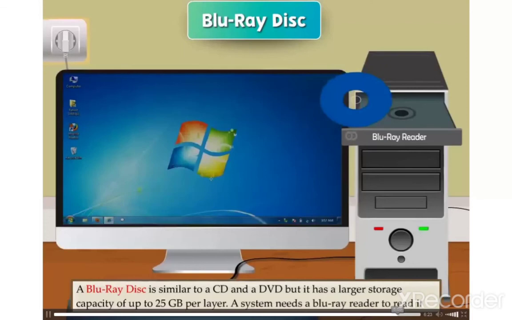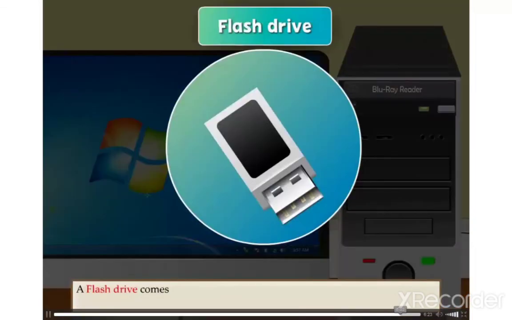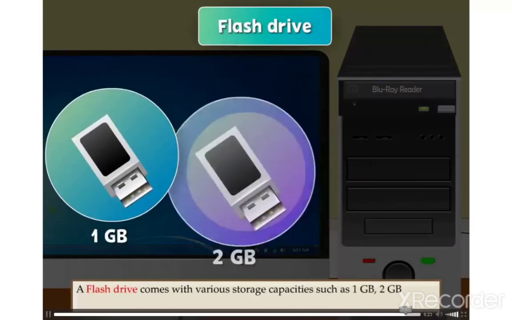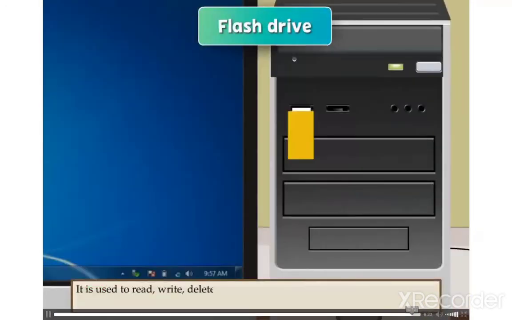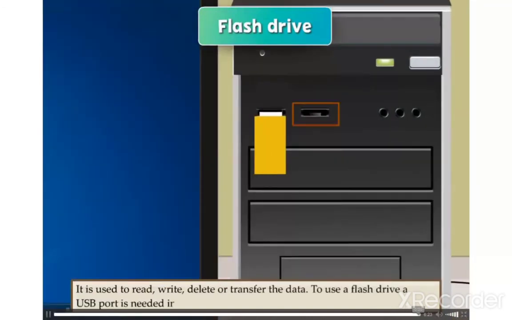A flash drive comes with various storage capacities such as 1 GB, 2 GB, 4 GB, and so on. It is used to read, write, delete, or transfer the data. To use a flash drive, a USB port is needed in a computer.